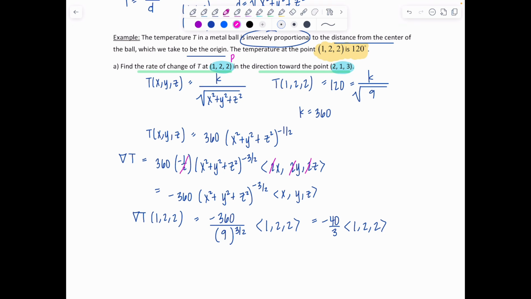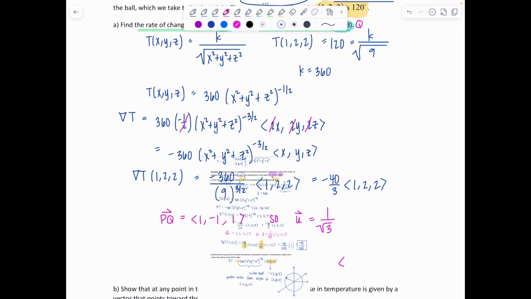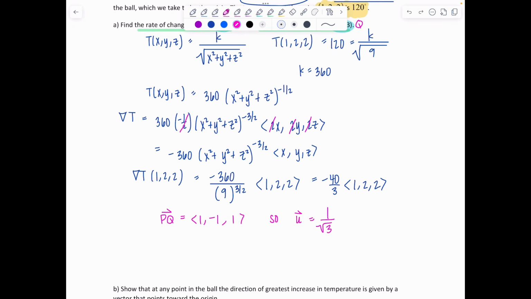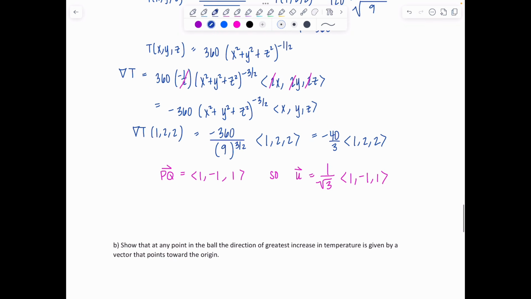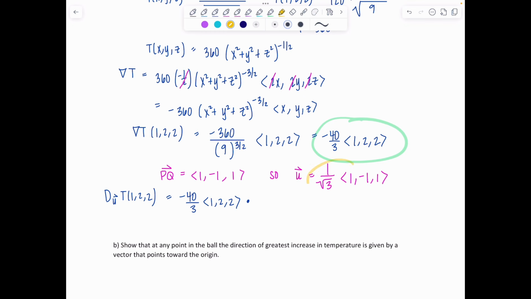So let me call this P, the first point, Q, the second point. So vector PQ has components 1, negative 1, 1. Now make it a unit vector, divide by its magnitude, so that'll be 1 over root 3 times (1, negative 1, 1). Okay, so we're nearly there. So the directional derivative of T at (1, 2, 2) in the direction of u is going to be our gradient vector at (1, 2, 2) right there, negative 40 over 3 times (1, 2, 2), dotted with this vector u.